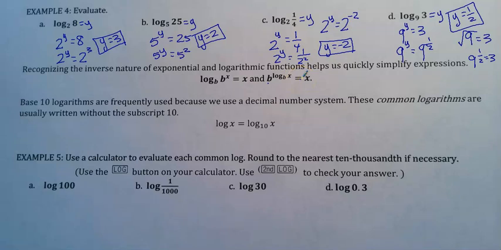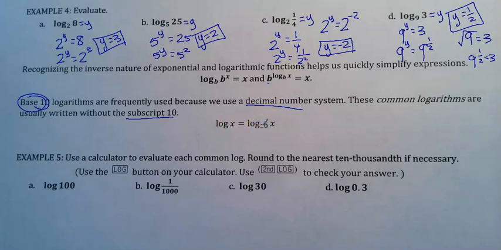Base 10 logarithms are frequently used because we use a decimal number system, and a decimal number system is a base 10 system. 1, 2, 3, 4, 5, 6, 7, 8, 9, 10. Now we have 2 digits. So we live in a base 10 system. These common logarithms are usually written without the subscript of 10. So notice there's no 10 down here. It means the exact same thing. They're just considered common logs. So the log of x is equal to the log of x in base 10.